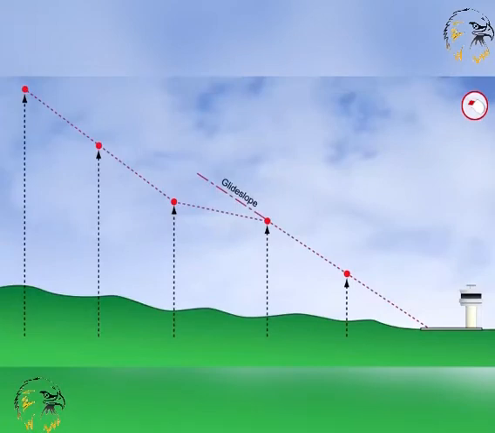There are 5 standard segments of an instrument approach procedure. The following diagram illustrates these.